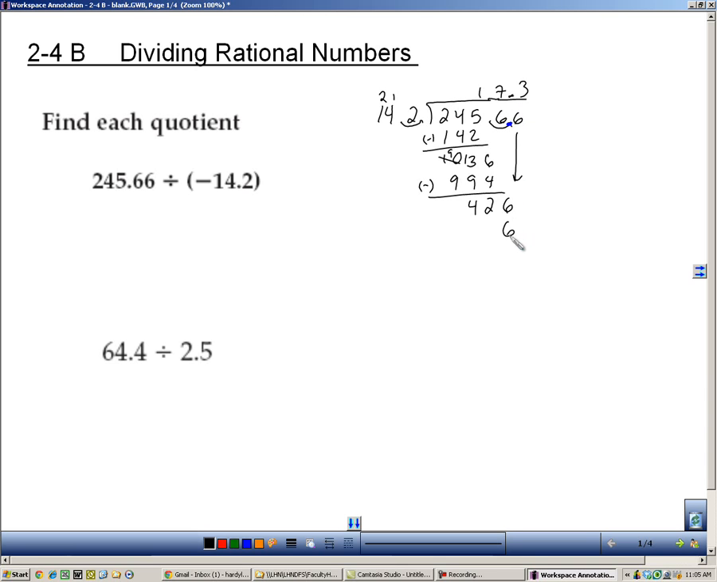3 times 2 is 6. 3 times 4 is 12. Carry the 1, and then a 4. So you get a remainder of 0. So 17.3 is my number. Because there's one negative sign, that means my solution will be negative. I would suggest pausing the video on this one and trying the division by yourself and see what you get. Here we're going to adjust the decimal point.